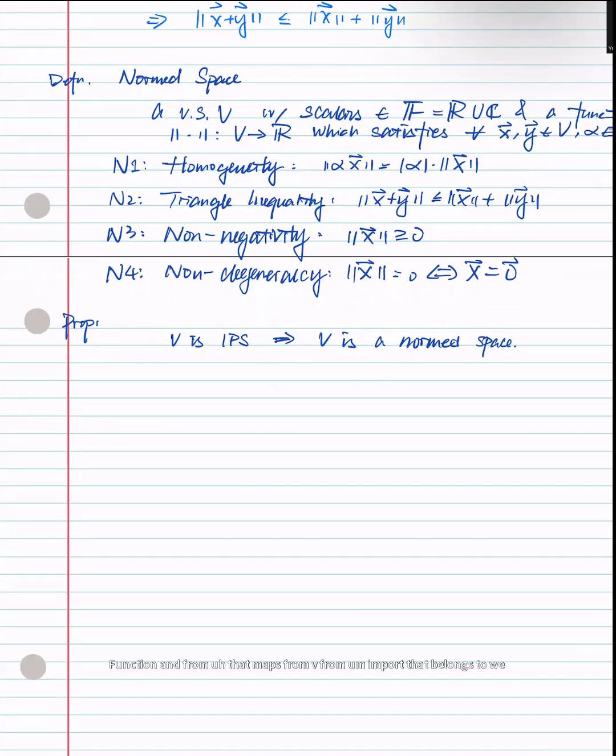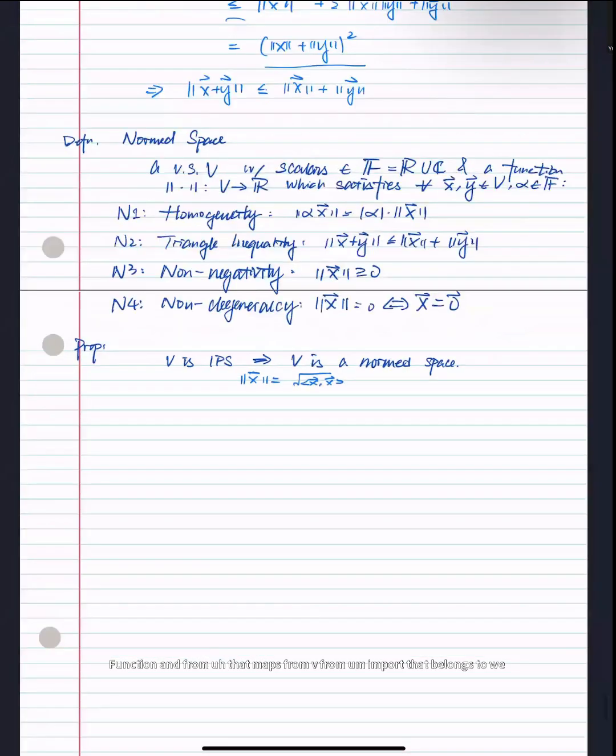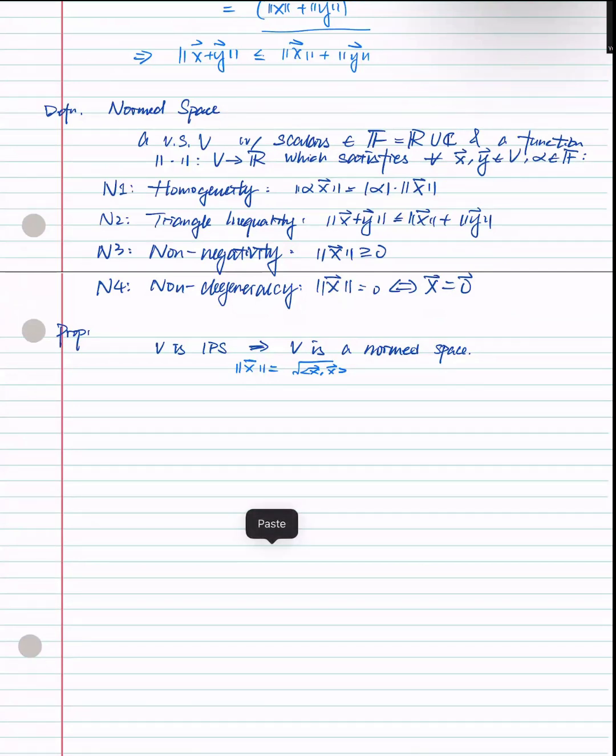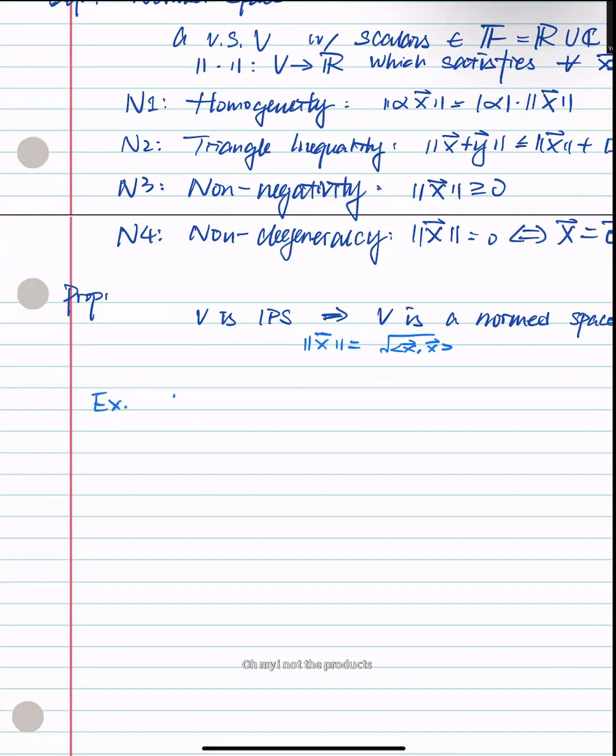You can basically define any function that maps from V, with input belonging to V and output belonging to the real numbers. And if what you define can meet these four requirements, then you can say what you define is a norm function. Norm, but not inner product.